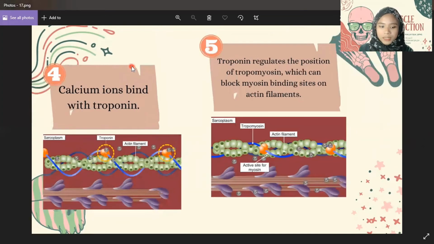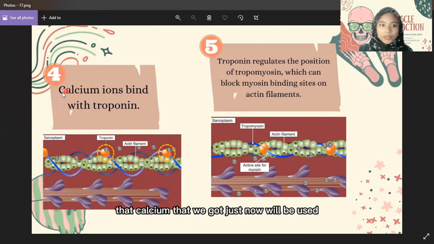The calcium that we got just now will bind with the troponin. If we look into the diagram, we can see the troponin structure, the orange one here, and it will regulate the position of tropomyosin that will block myosin binding sites on the actin filament.